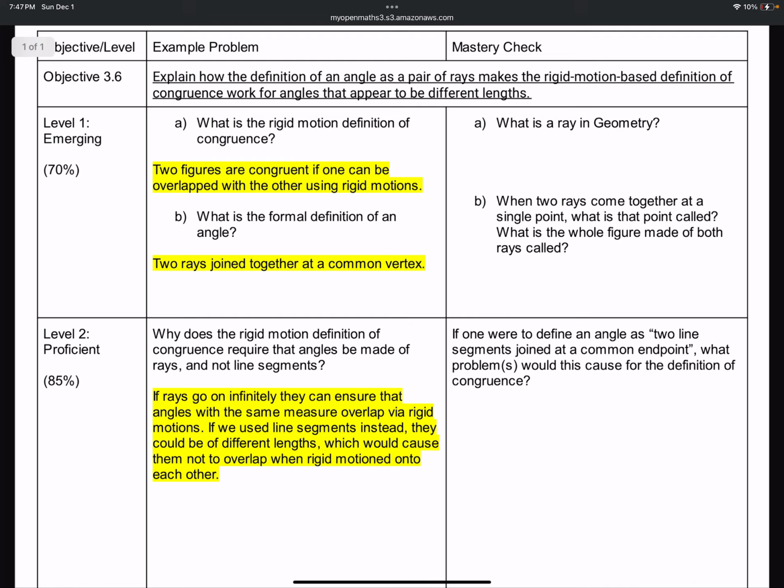We are going over Objective 3.6. Explain how the definition of an angle as a pair of rays makes the rigid motion-based definition of congruence work for angles that appear to be different lengths.